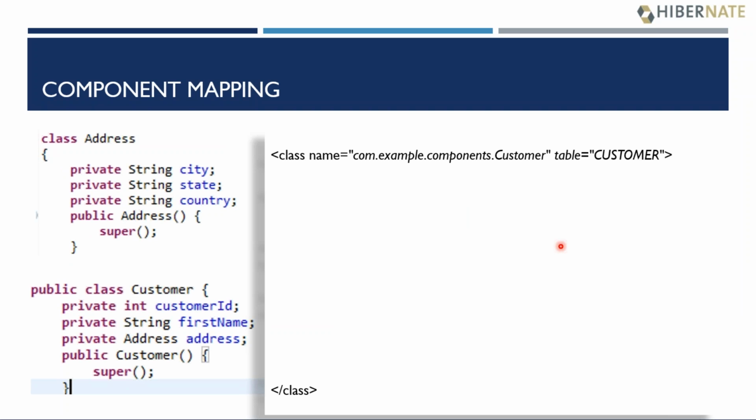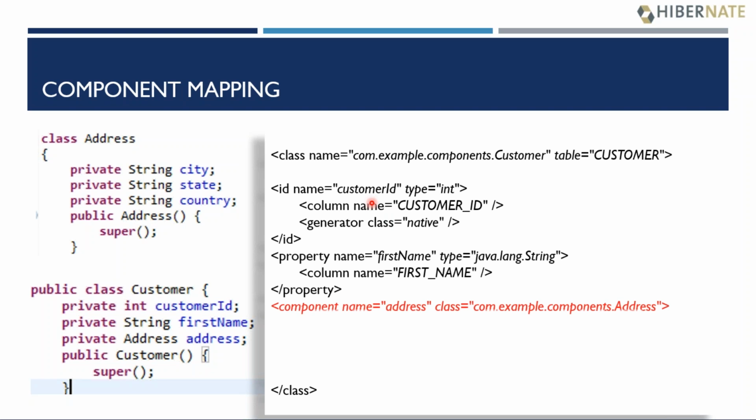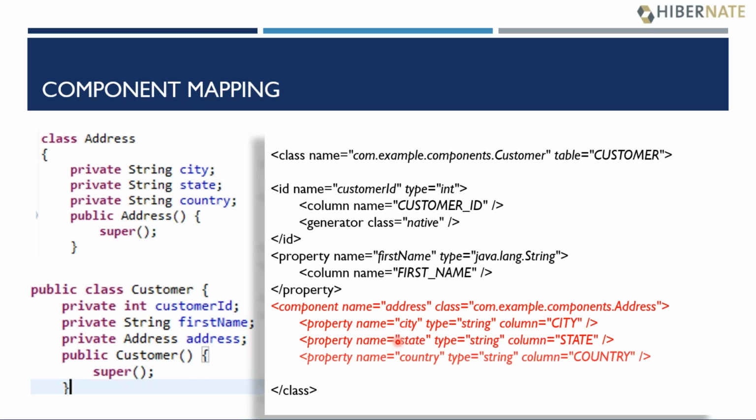So how do you do this? This is what you have: a class called Address and a class called Customer. You create the ID and then the first name. Now, to create the component, this is how you do it: component name is equal to address, specify the name, property, and so on.